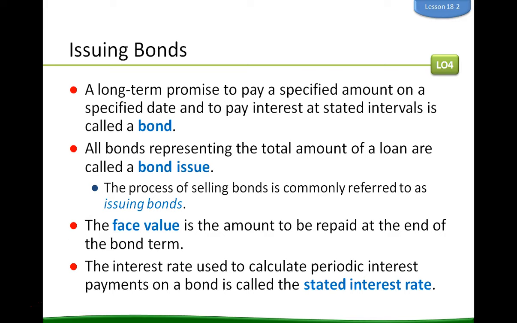Each bond has a face value, an interest rate, and a due date. The face value is the amount to be repaid at the end of the bond term. The interest rate used to calculate periodic interest payments on a bond is called the stated interest rate. The face value is multiplied by the stated interest rate to calculate periodic interest payments to investors. Many bonds pay interest semi-annually.